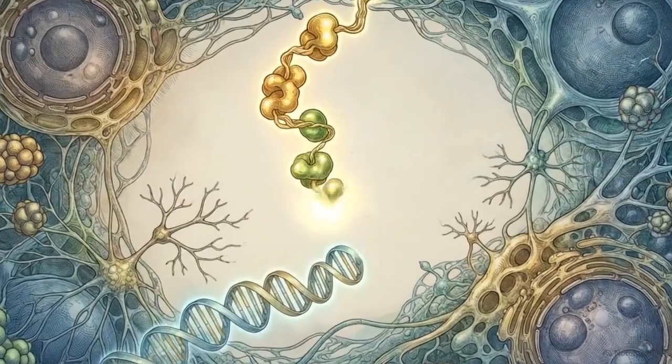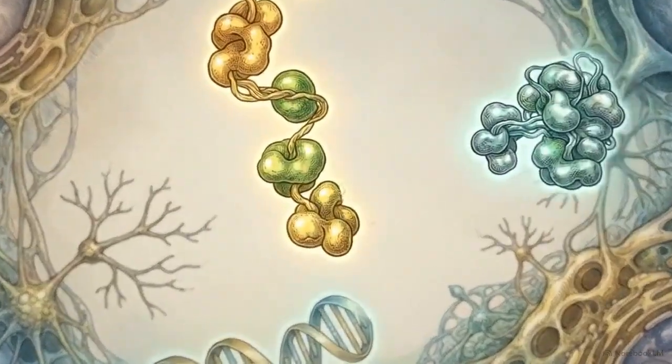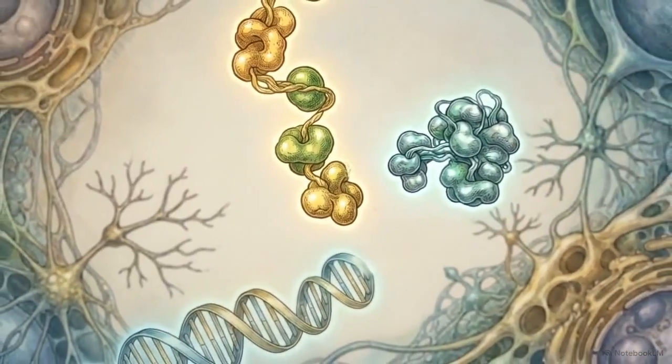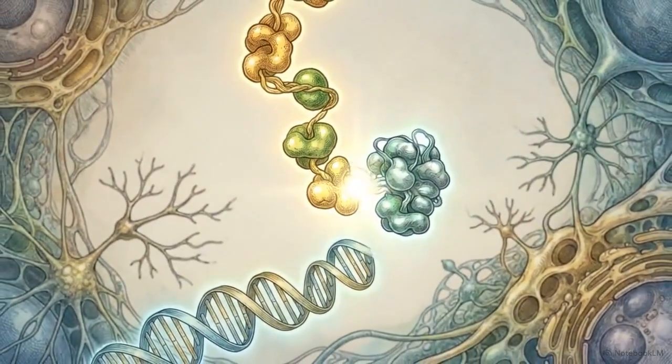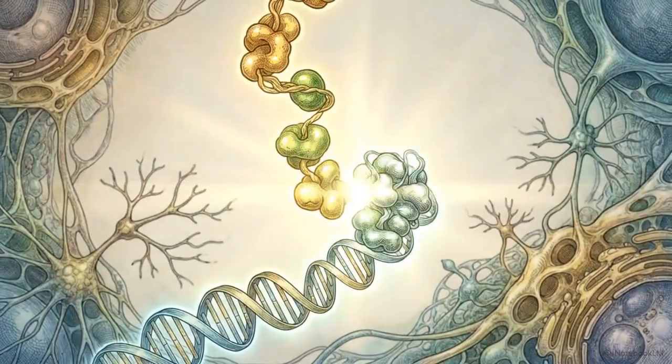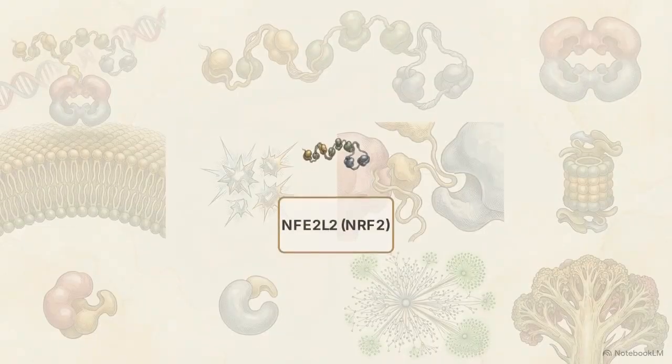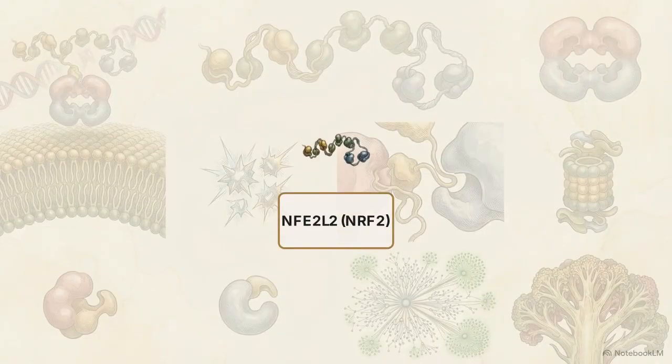NRF2 heterodimerizes with small MAF proteins at the NEH1 domain, allowing the complex to bind to antioxidant response elements, or AREs, located within target gene promoters. The cell immediately deploys its antioxidant defenses.